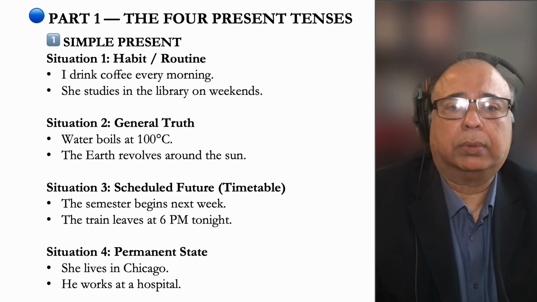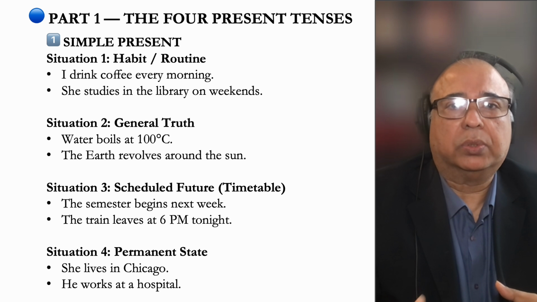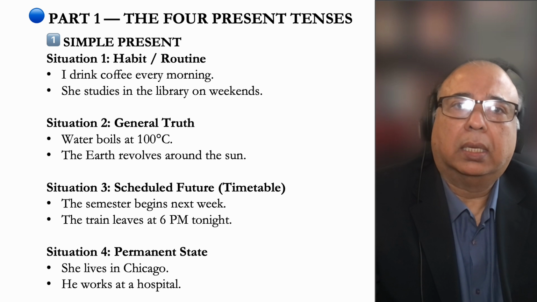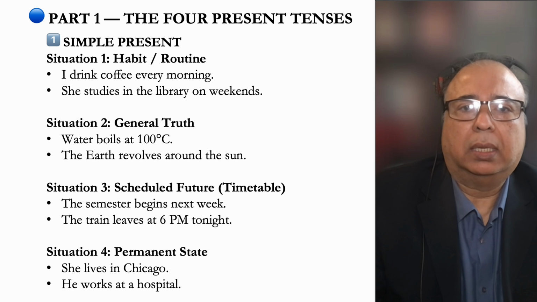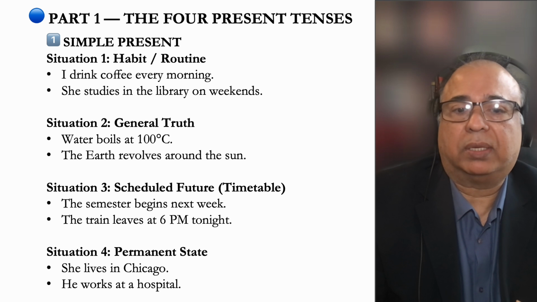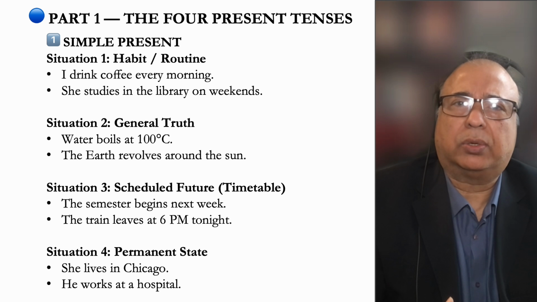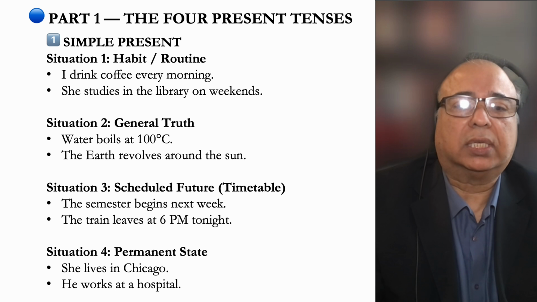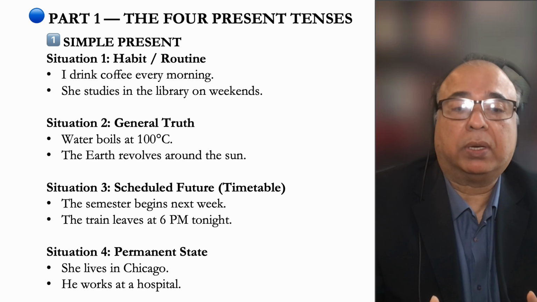Yeah? Simple present tense. A third situation in which we use simple present tense is scheduled future, something that will happen in the future, but we use simple present. The semester begins next week. Yeah? Or the train leaves. When does the train leave? The train leaves at 6 p.m. tonight. Another situation in which simple present is used is to express a permanent state, like she lives in Chicago.